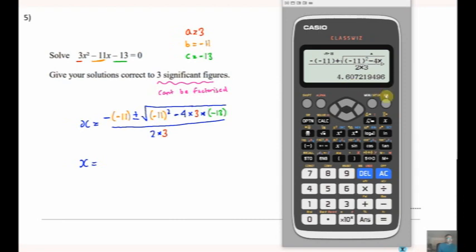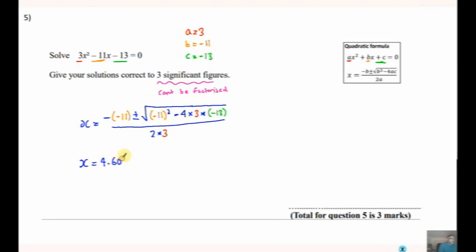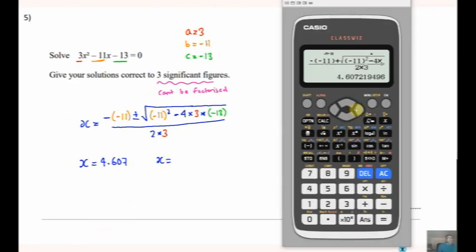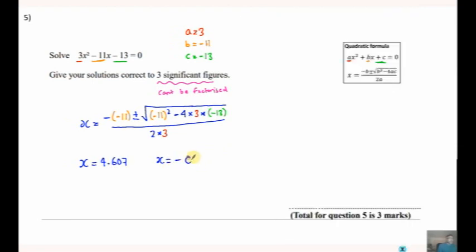And that's our first answer. So our first answer will be 4.607. And notice I've given that to more than 3 significant figures, but we'll come back to that. So that was my first answer. My second answer, now if you're really efficient with your calculator, you can use the arrow keys. If you press forward and work your way to the plus, press delete and change that to a minus. Now it gives you your second answer, which is minus 0.9405.